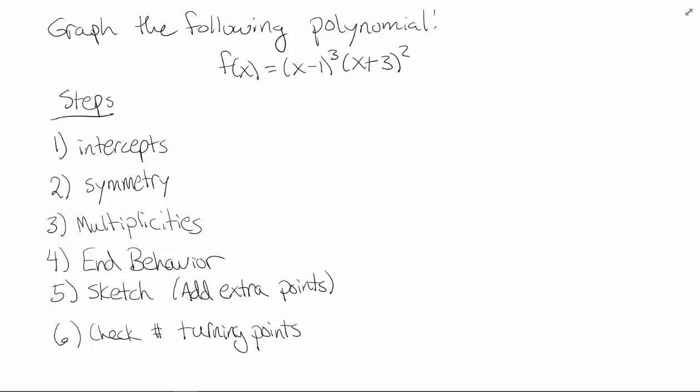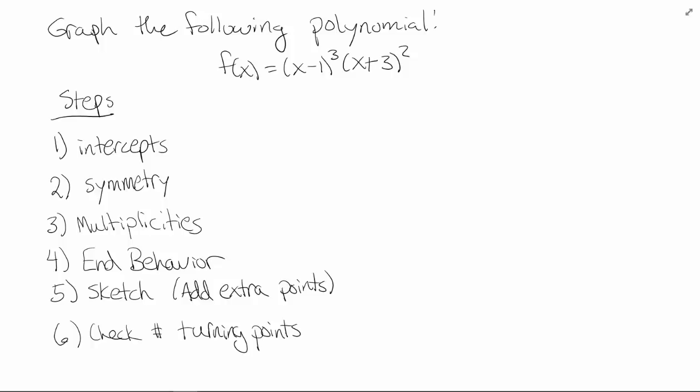Step 1, we're going to find the intercepts, both x and y. Step 2, we're going to look for any symmetry, even or odd. Step 3, we'll look for the multiplicities of zeros, which will tell us how it's going to behave near the x-axis or when it hits those zeros. Step 4, we're going to look at end behavior. Step 5, we'll sketch. We'll add any extra points at that point if necessary. And number 6, we'll check the number of turning points.